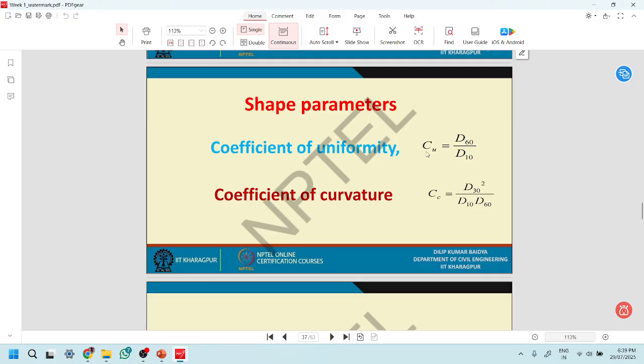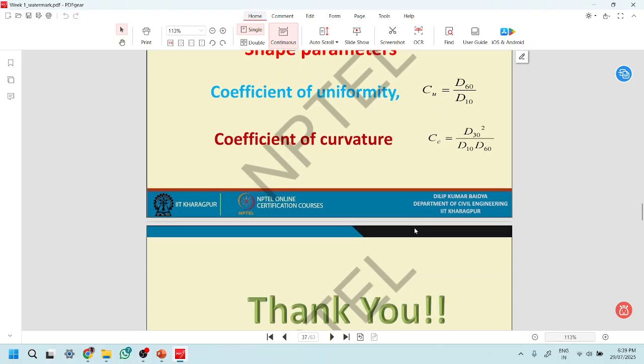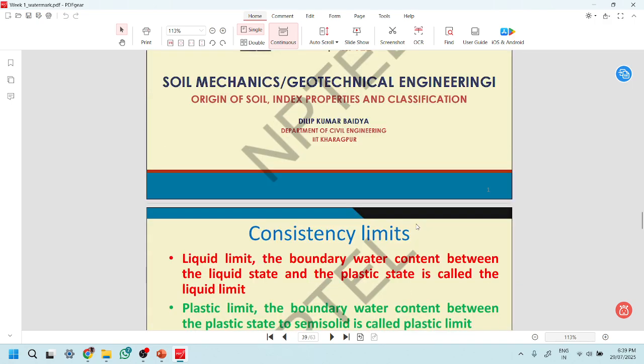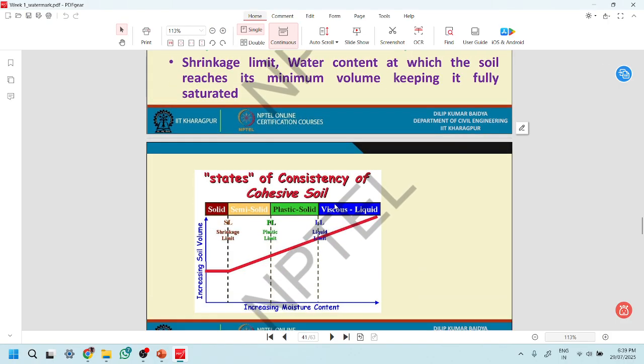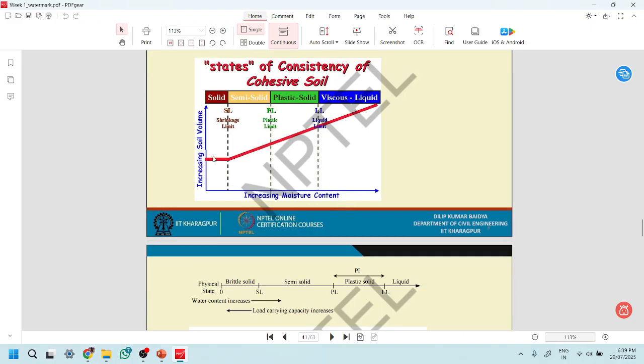So these are the coefficients, or the index properties, for coarse grained soils that we use. They are not used for fine grained soils. Fine grained soils have other index properties. So for fine grained soil, we have consistency limits. Based on these consistency limits, we will define if the soil is silty or if it is clay.